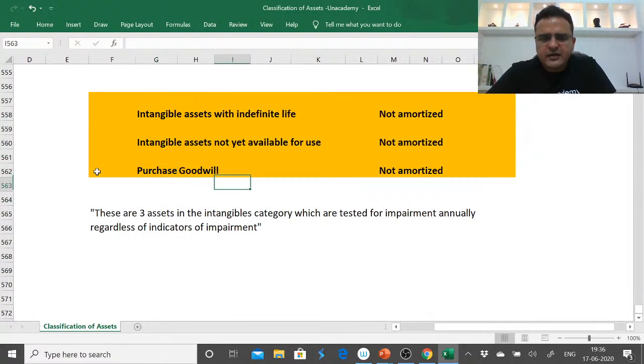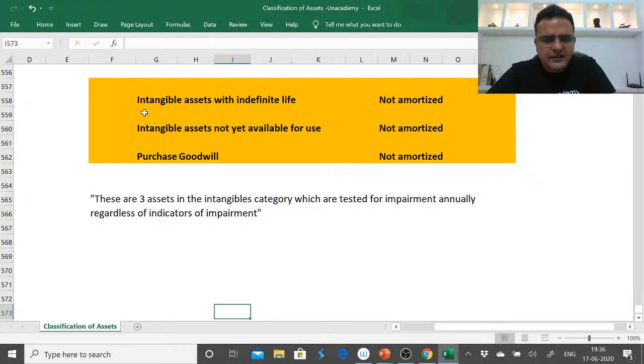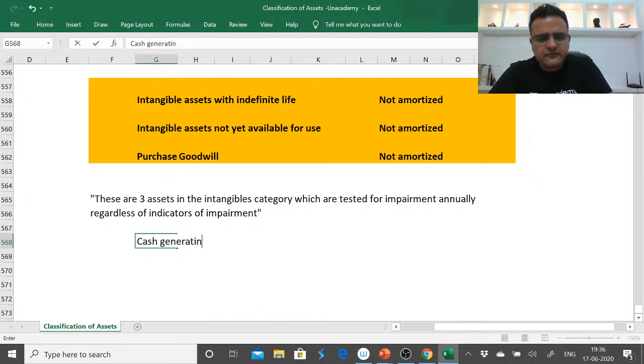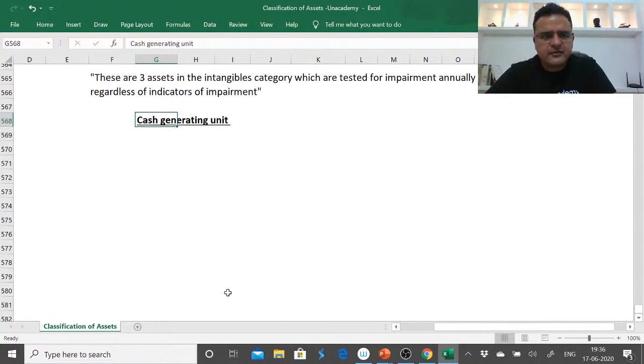They tested for impairment annually regardless of indicators of impairment. Now among them there is one more category, that is CGU, cash generating unit. We may have to test. These were individual assets which we were talking about testing for impairment. There may be CGUs which may be required to test for impairment.